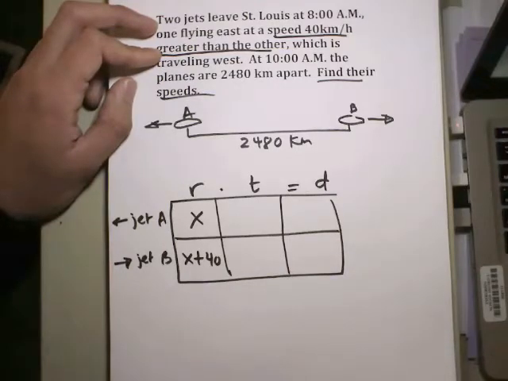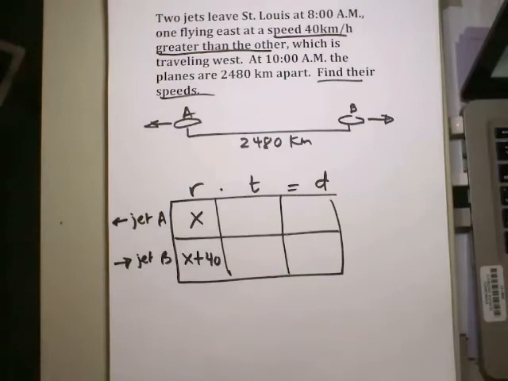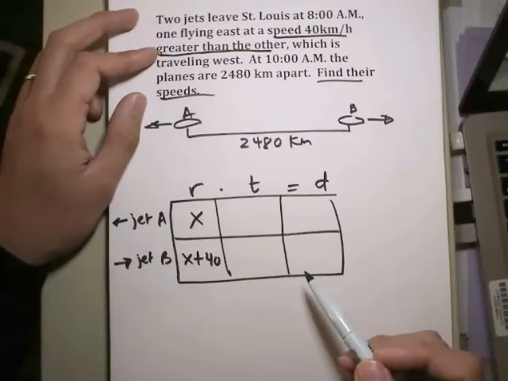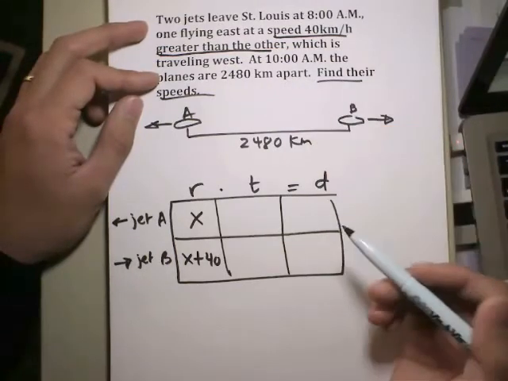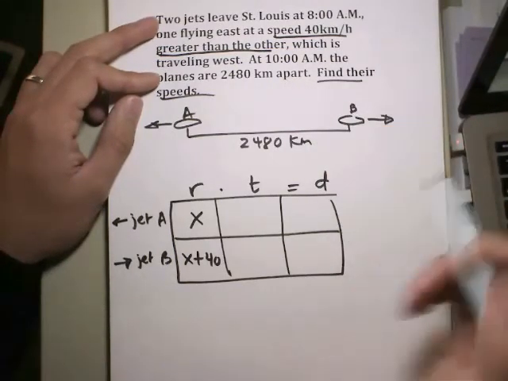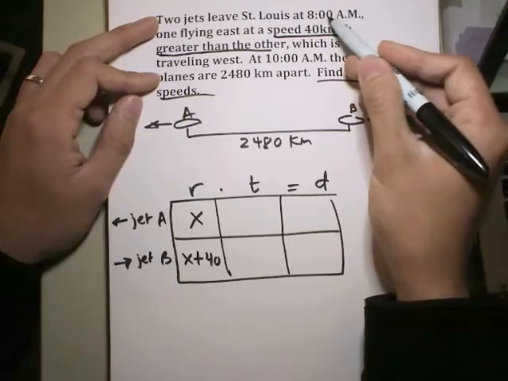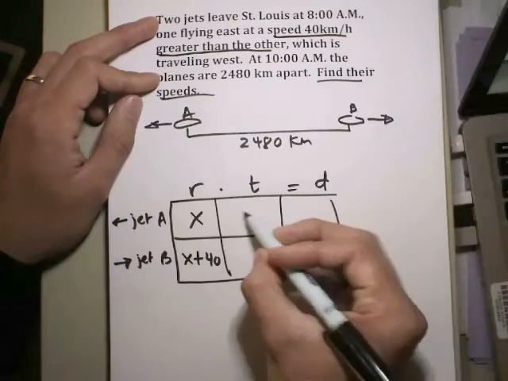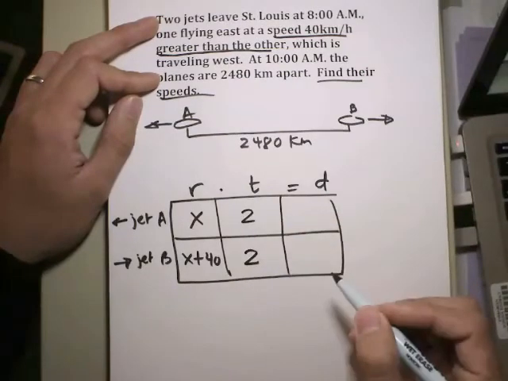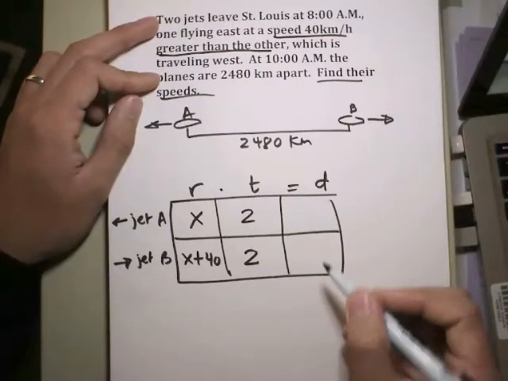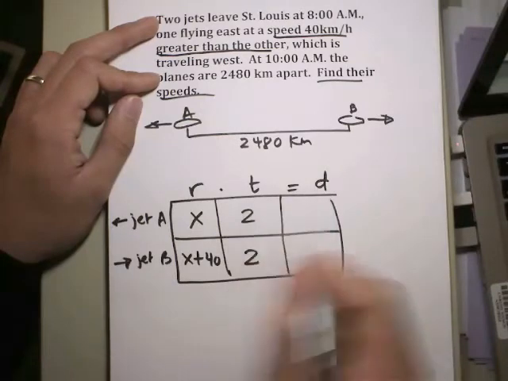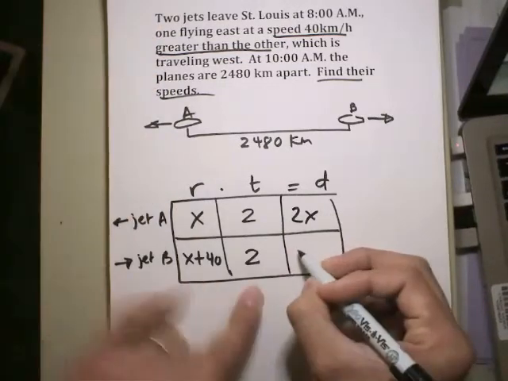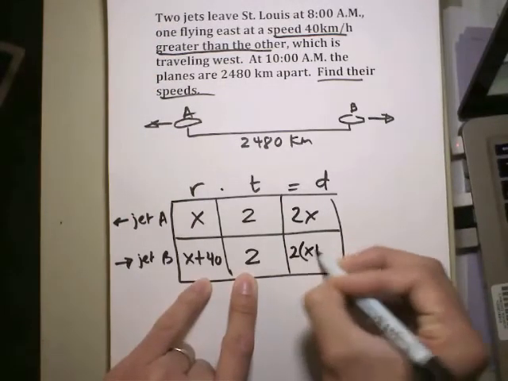Now, do we know about the time in this case? So let's take a look. It says they leave at 8 a.m. and at 10 a.m. So that means how many hours later? 2 hours later, right? So we have the time as well. We start from 8, and we take a snapshot at 10. So 2 hours later for both planes. And we know that the model says, to find a distance, we just multiply R and T. So we have 2x right here, and this is 2 times x plus 40.